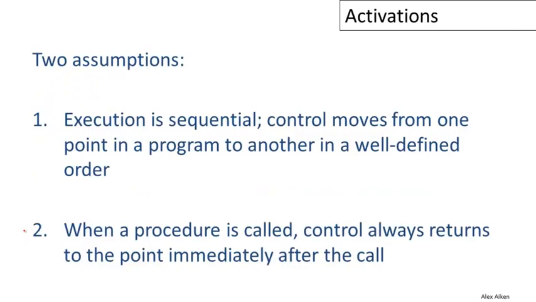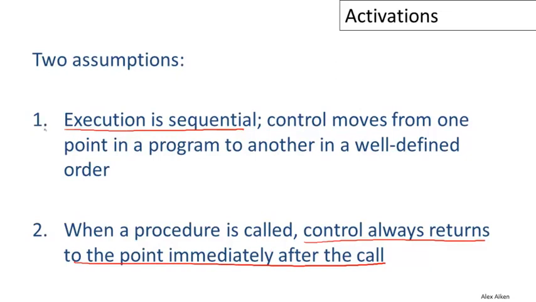We're going to make two assumptions about the kinds of programming languages for which we're generating code. The first assumption is that execution is sequential. Given that we execute a statement, the next statement that will be executed is easy to predict. In fact, it's just a function of the statement that we just executed. So control is going to move from one point in a program to another in some well-defined order. The second assumption is that when a procedure is called, control will always return to the point immediately after the call. That is, if I execute a procedure F, once F is done executing, control will always return to the statement that followed the point where F was called.